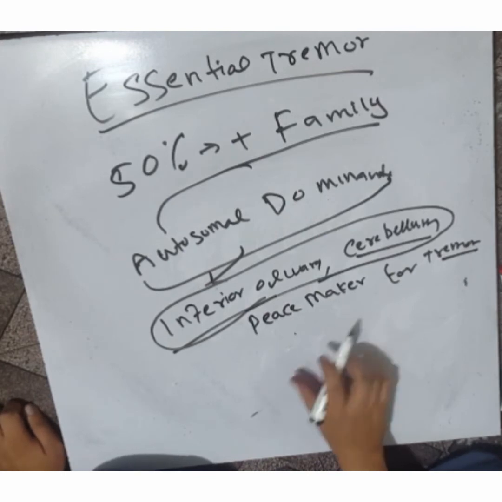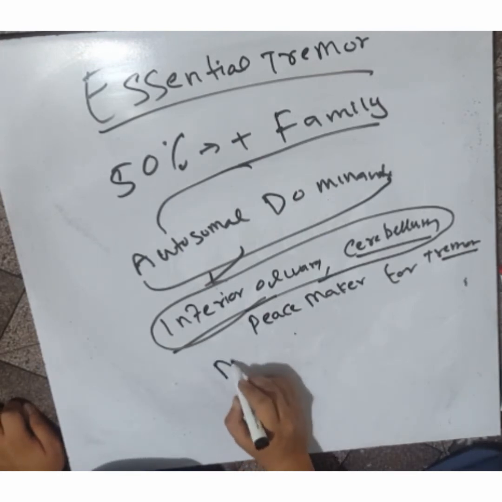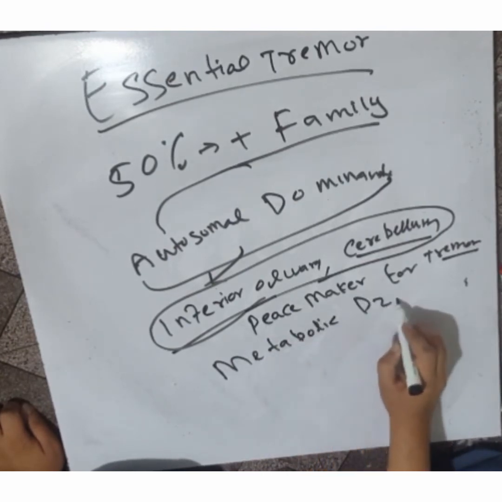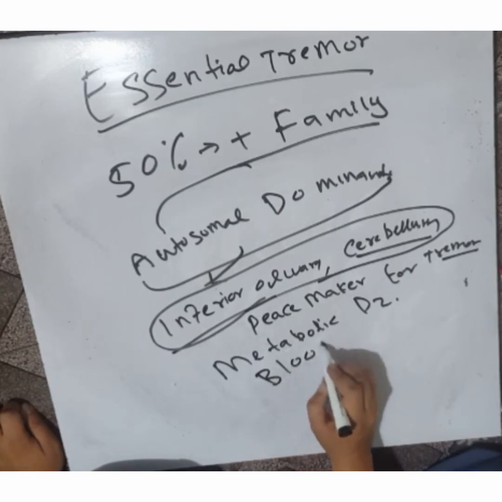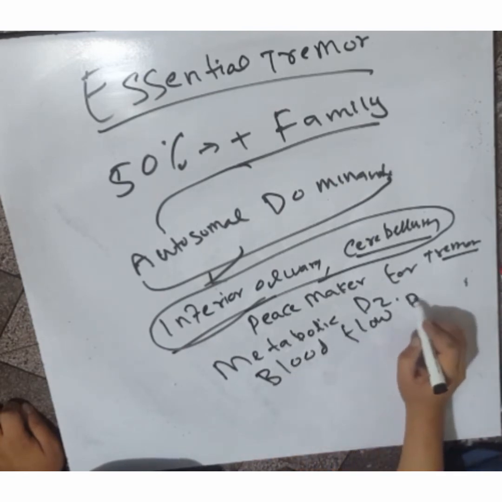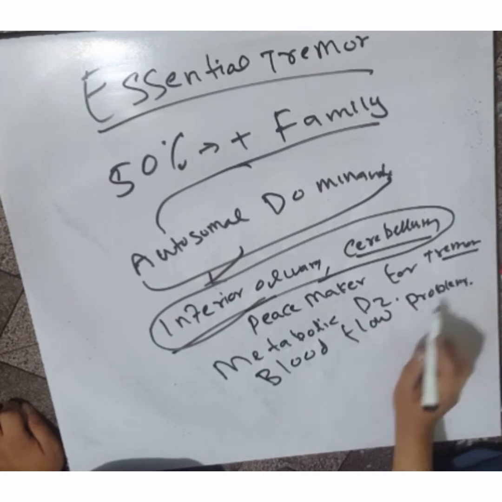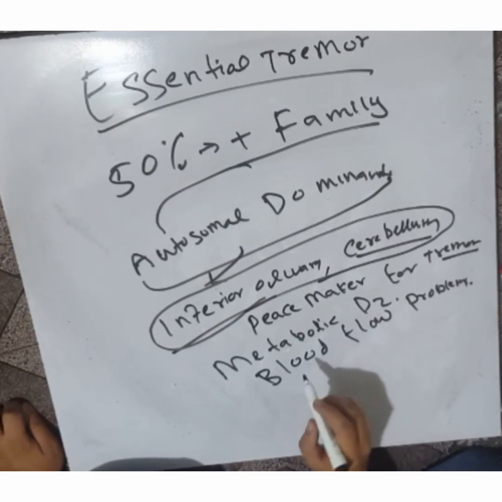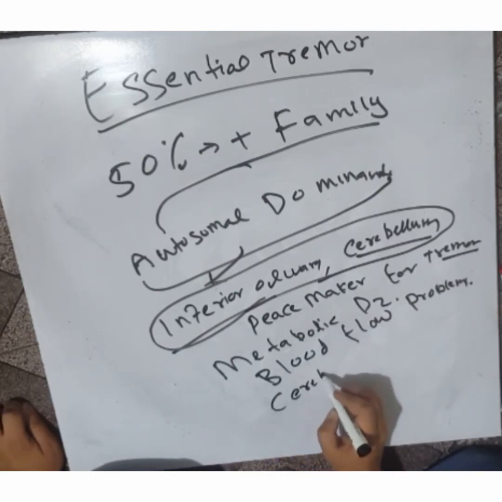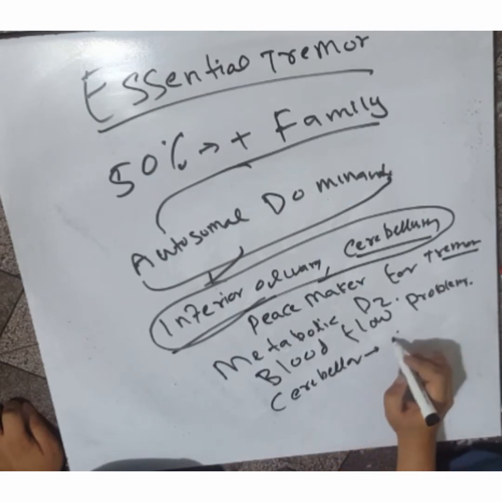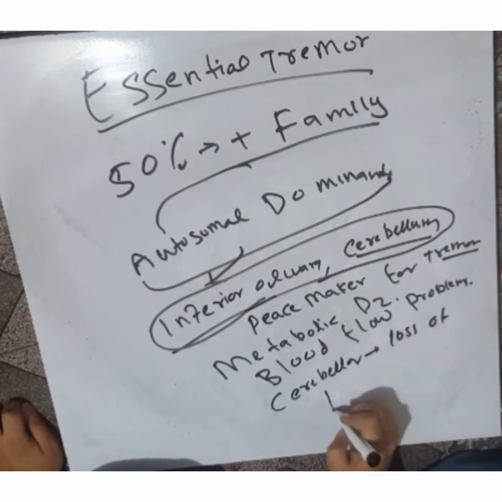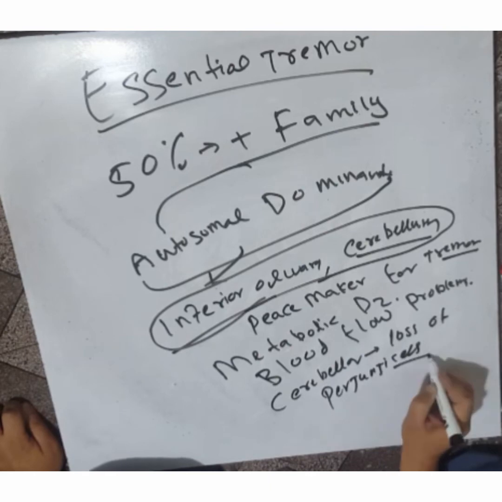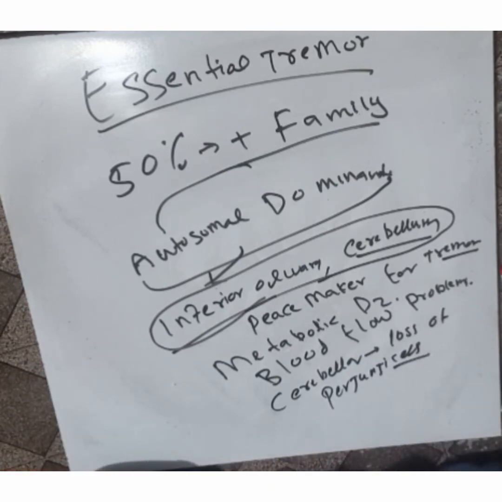Other diseases may cause the essential tremor. Examples are metabolic disease or syndrome, blood flow problem, and some cerebral pathology. There is loss of Purkinje cells in the cerebral pathology. Loss of Purkinje cells can also cause the essential tremor.